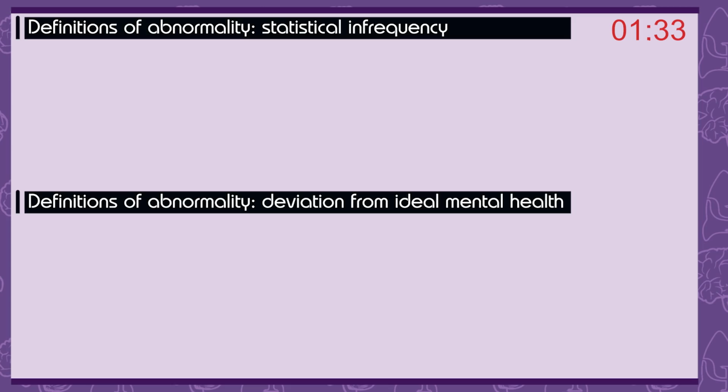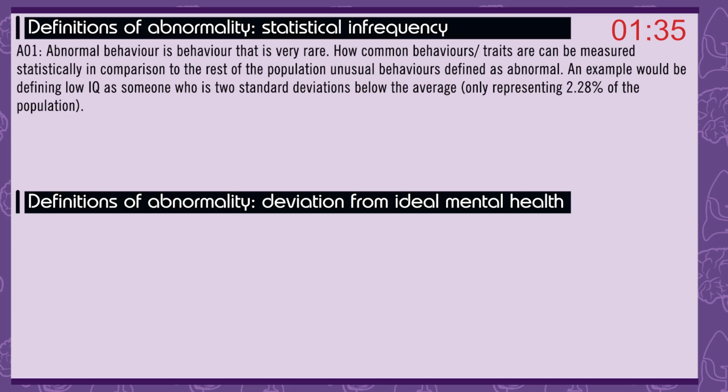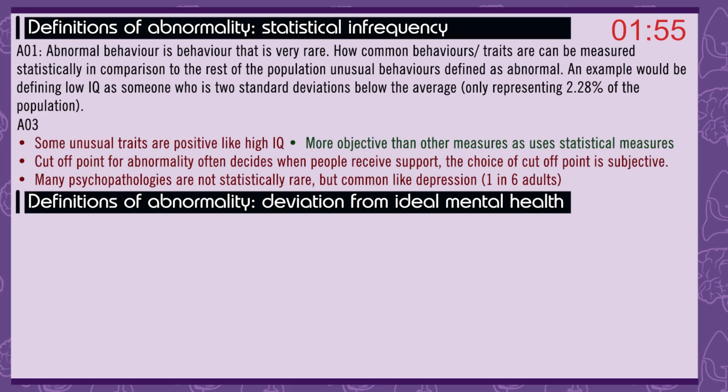Statistical infrequency. Abnormal behaviour is behaviour that's very rare. How common behaviour traits are can be measured statistically in comparison to the rest of the population. Then unusual behaviour is defined as abnormal. An example would be defining low IQ as someone who is 2 standard deviations below the average, only representing 2.28% of the population. Some unusual traits are positive, like high IQ.